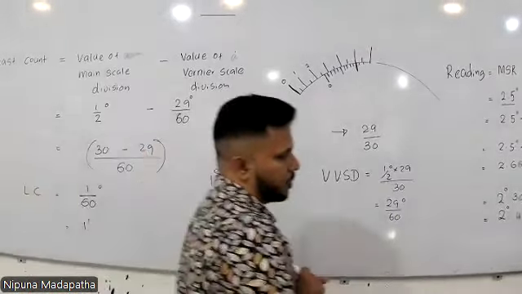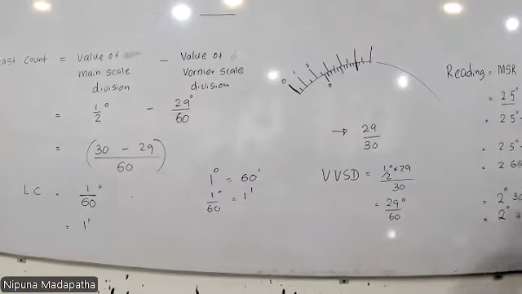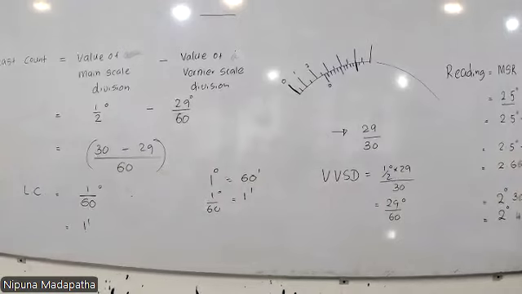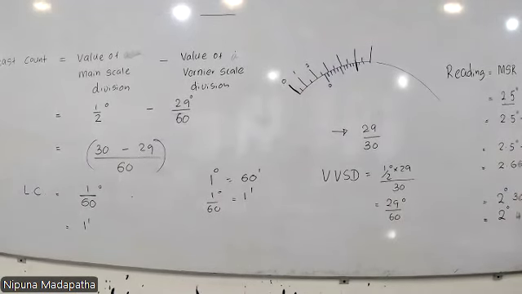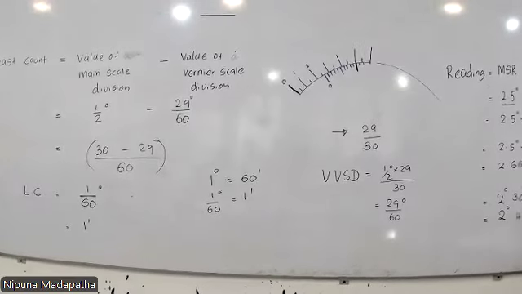The vernier scale is constructed by dividing a length equal to 29 divisions in the main scale into 30 equal divisions.